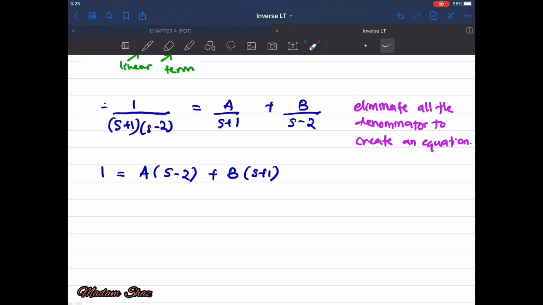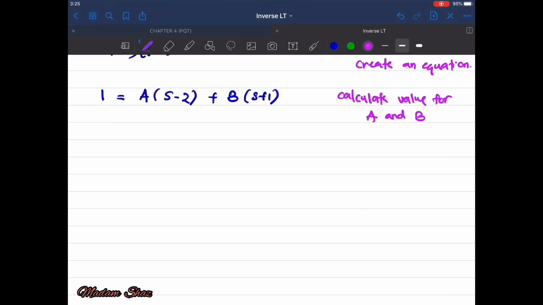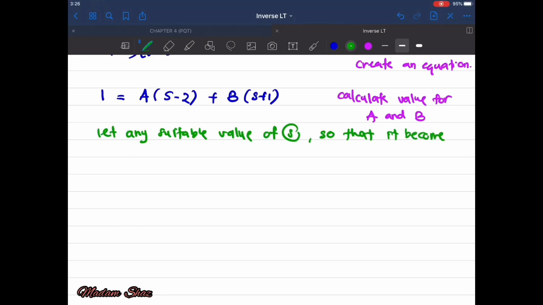Now you have to calculate the values of A and B. In order to calculate the values of A and B, there are 2 methods. The first method is to let s be any suitable value so that it becomes 0.